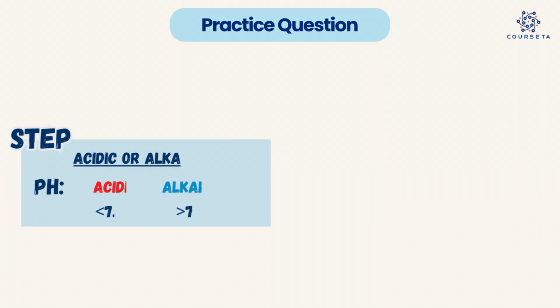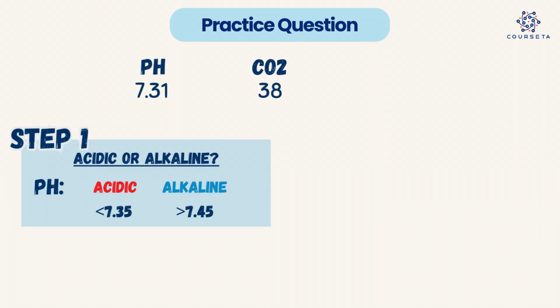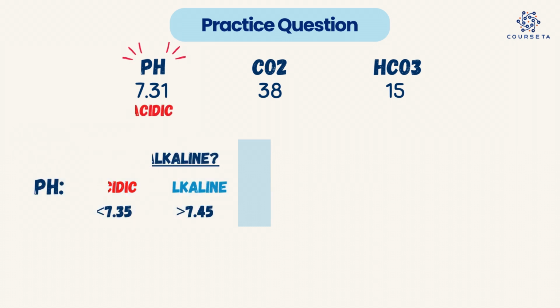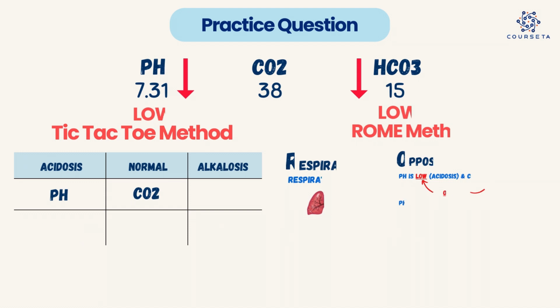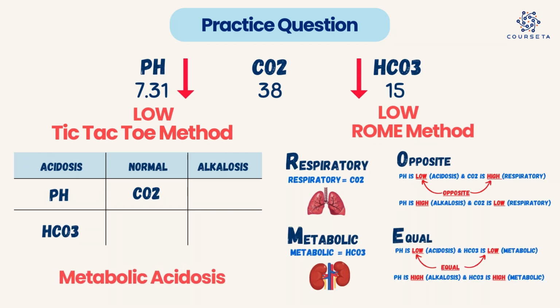Next one, we have a pH of 7.31, a CO2 of 38, an HCO3 of 15. All right, step number 1, acidosis or alkalosis. We have a pH that is below the 7.35, so it is acidosis. Okay, step number 2, is it respiratory or metabolic? Using either method here, you can see if you go through the steps, it's metabolic acidosis.